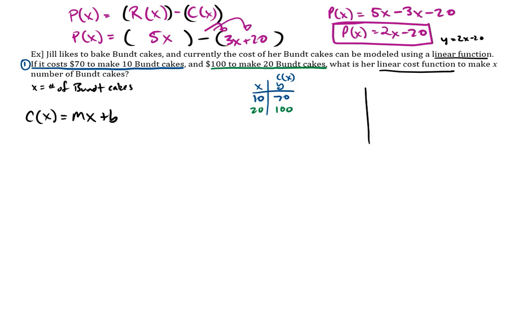What we have here with this information would give us a line. So let's say there's where 10 is, and there's where 20 is. 70 is somewhere up there about, and 100 somewhere up there. So we have this linear cost function with our 2 points: 10 comma 70, and 20 comma 100. When it comes to lines, what's nice about them is we can find the slope based on the rise over the run.